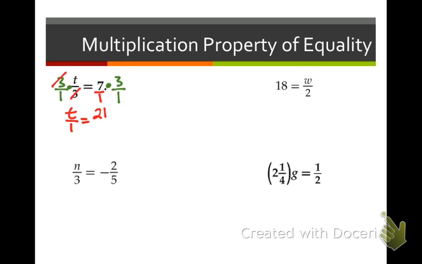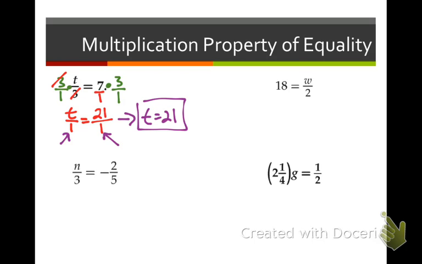7 times 3, we know it's 21. 1 times 1 is 1. And to make it a little bit nicer, whenever you divide something by 1, it doesn't really change the numerator, so we can just write that as t equals 21. And that is our answer right there, alright? Okay, so we just used the multiplication property of equality. In other words, if you multiply to one side, you have to multiply to the other side.